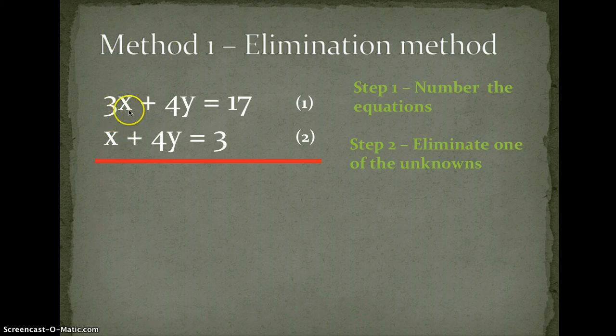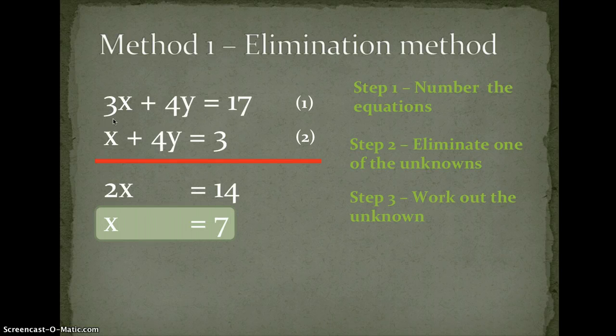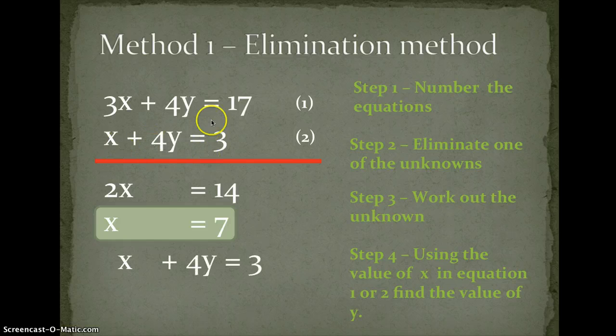I'm using subtraction. 3x minus x is 2x, and 4y minus 4y is 0, so it's gone. And then the equal sign, 17 minus 3 is going to be 14. I'm dividing both sides by 2, so x is equal to 7. You're not yet done. You know what x is. Now choose an equation between 1 and 2 and substitute 7 for x. In this case, I'm choosing equation 2. So I'm substituting x by 7. So 7 plus 4y equals 3.